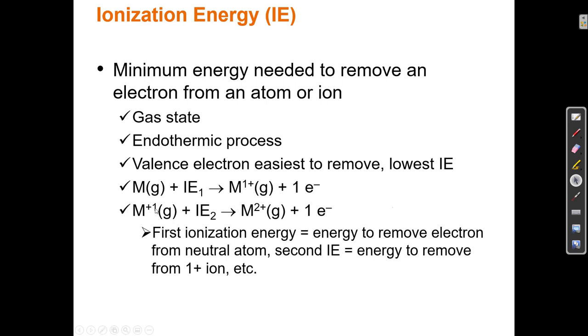I can also talk about the second ionization energy. The first ionization energy is starting with a neutral atom and turning it to a plus one cation. The second ionization energy is removing the second electron. That's when I start with a plus one cation that's already had one electron removed, and I remove another electron to make a two plus cation. And these are the electrons that we remove. We start here, and then the process happens, and we end here.